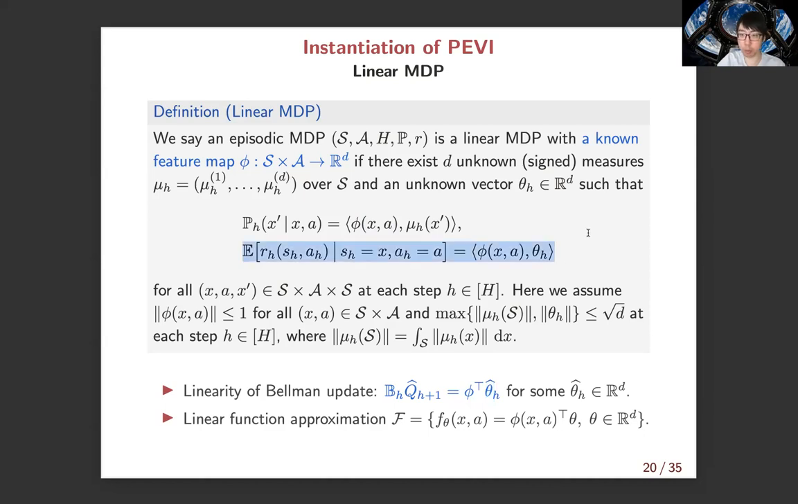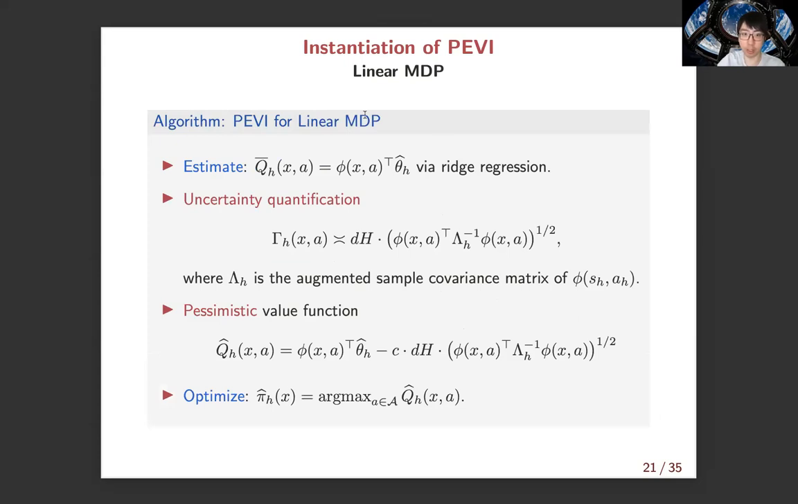Sometimes we'll also assume a linear structure on the expected reward. But if the reward is known, then this is not necessary. The major difficulty comes from the structure of the transition kernel. Due to the structure, we'll be using a linear function class to approximate the value functions, Q or V. V is the value function on a certain state.